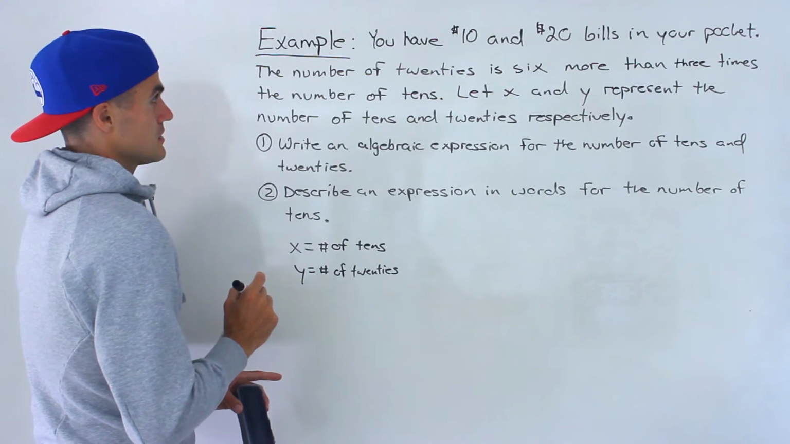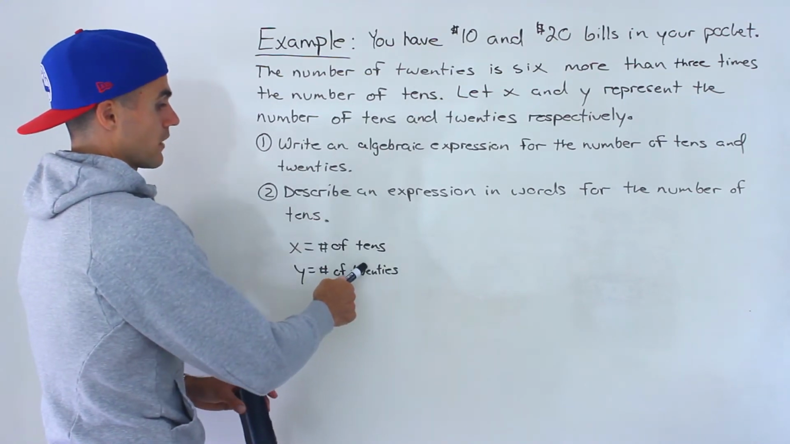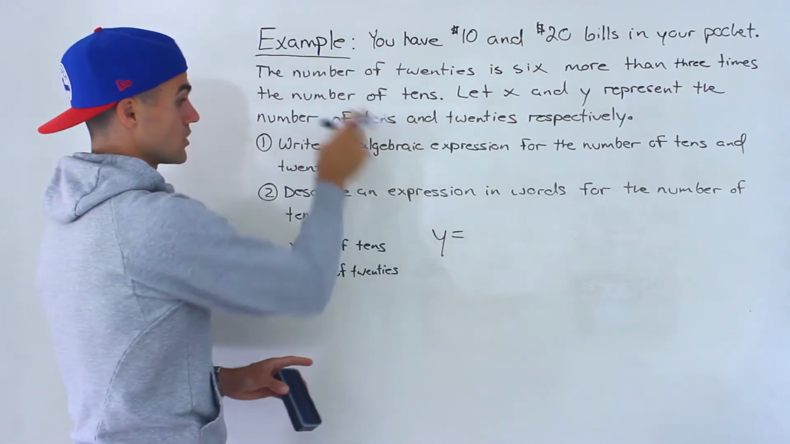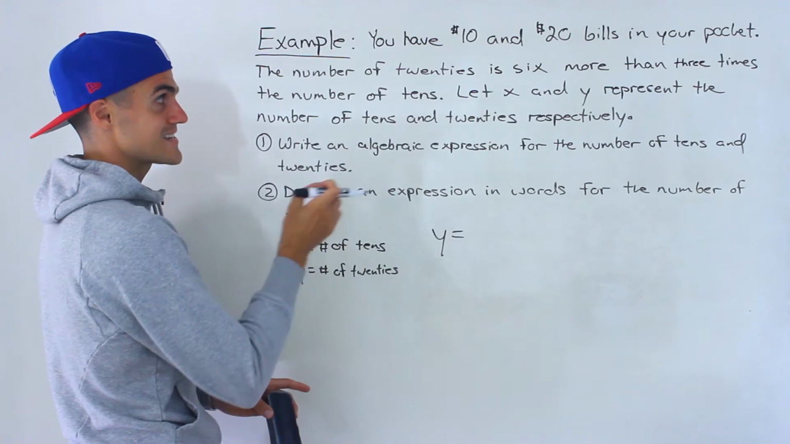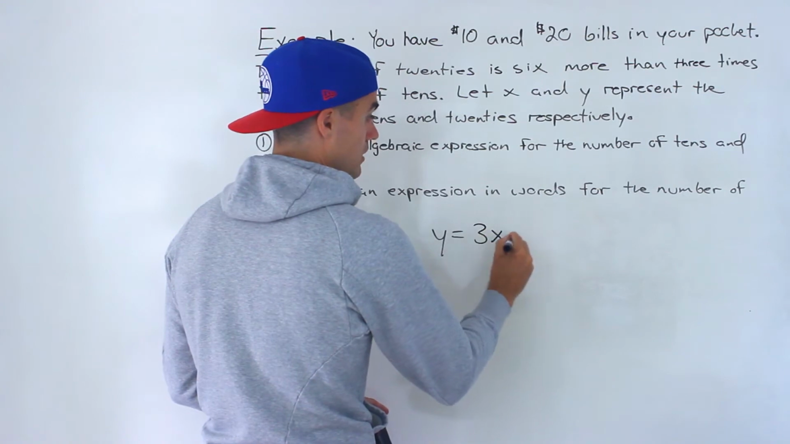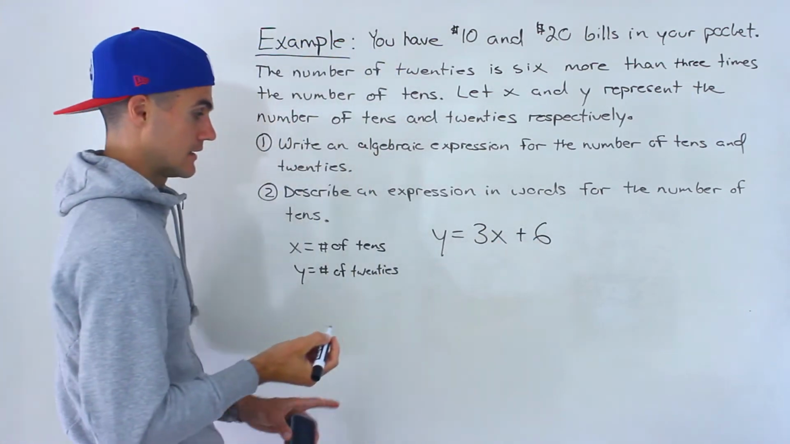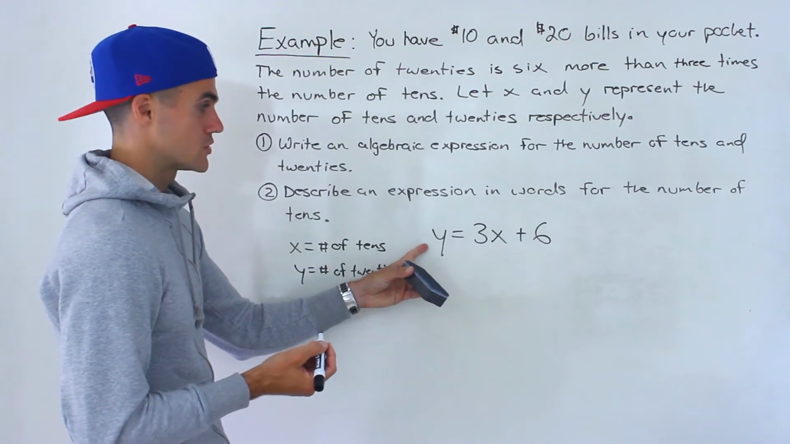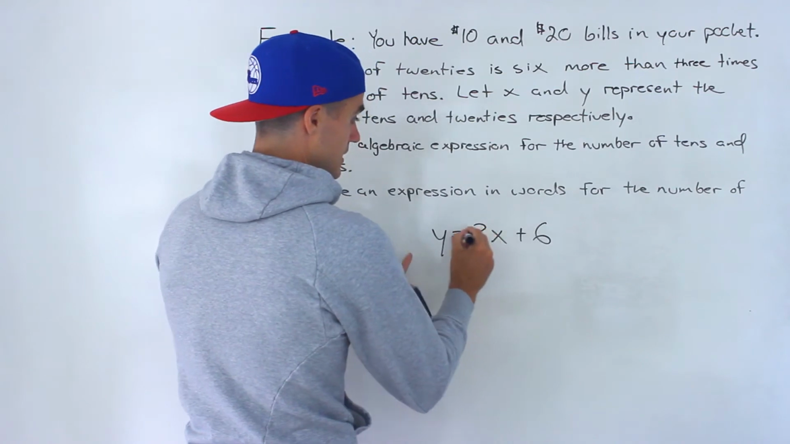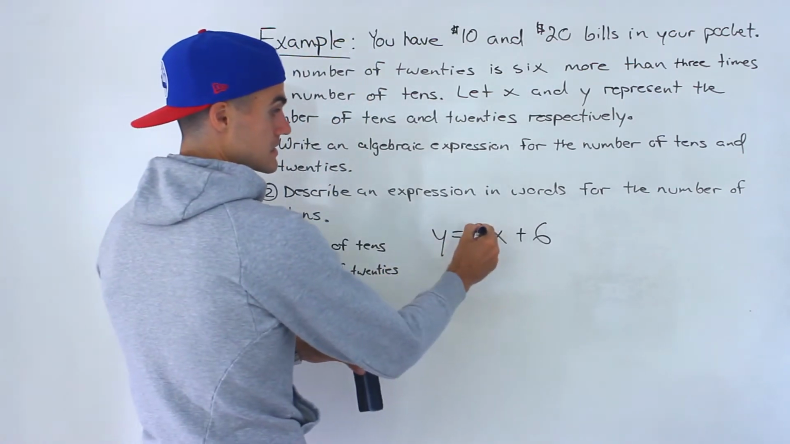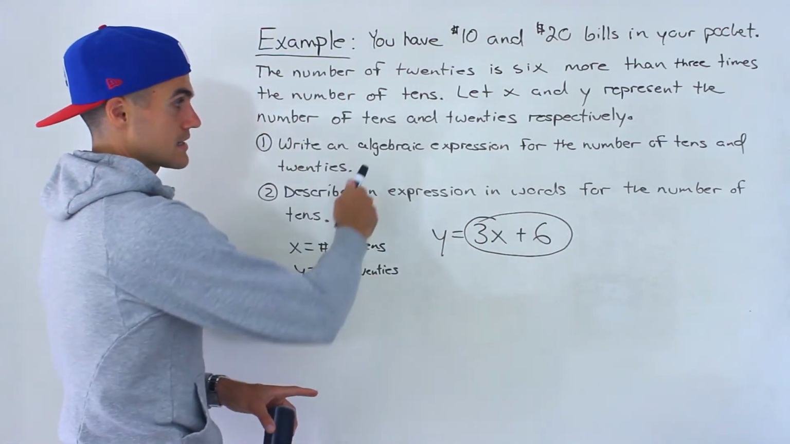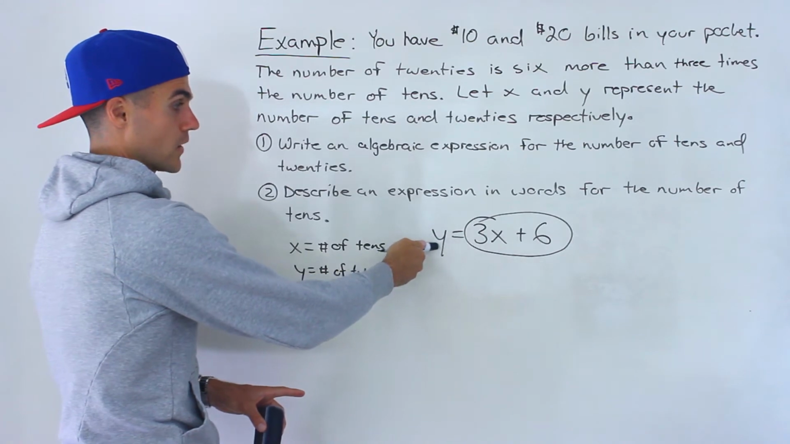So it's easiest, I feel, to start with an algebraic expression for the number of 20s because notice that that's what we're given in words. So the number of 20s, y, is 6 more than 3 times the number of 10s. So if we take the number of 10s and multiply it by 3, add 6 to that, that's going to give us the number of 20s. So that right there, y equals 3x plus 6, or you could say the number of 20s is 3x plus 6, right? So that's an algebraic expression for the number of 20s.